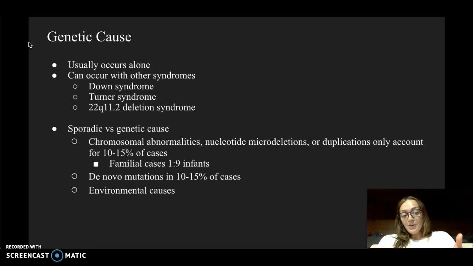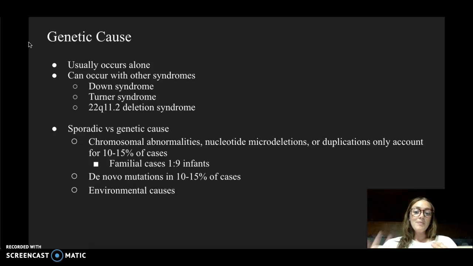But as I stated, they really don't know exactly what's going on. Most of the time it can be a genetic cause, with some of those genes causing it, or it could be a sporadic event. In most of the cases they have studied, between the chromosomal abnormalities, nucleotide microdeletions, or adding of a nucleotide base, that's only in about 10 to 15% of cases that they are able to identify when they test genetically. In familial cases, if they're looking at specific families, about 1 in every 9 infants has this problem, and they can actually identify it genetically as not a sporadic event.